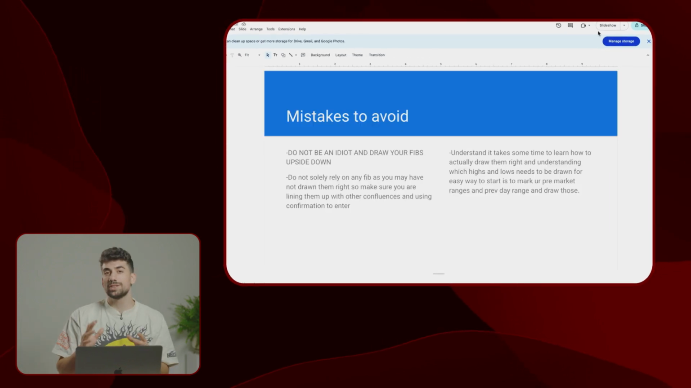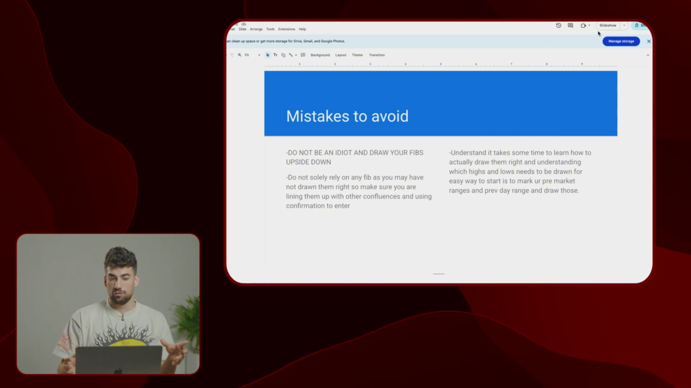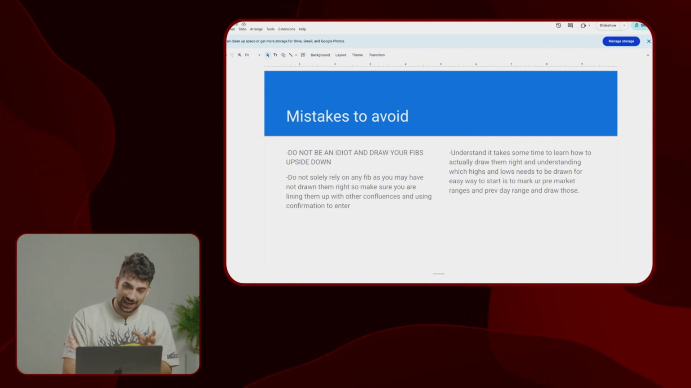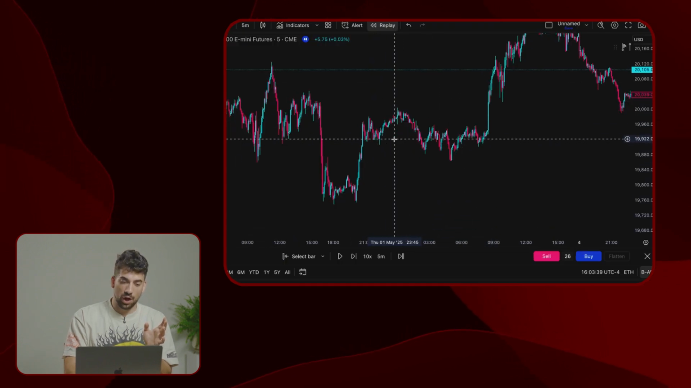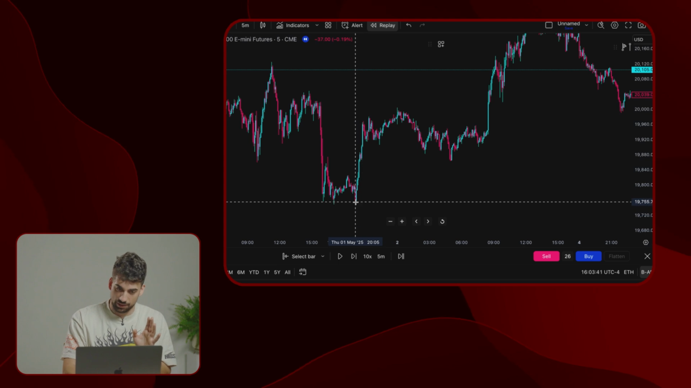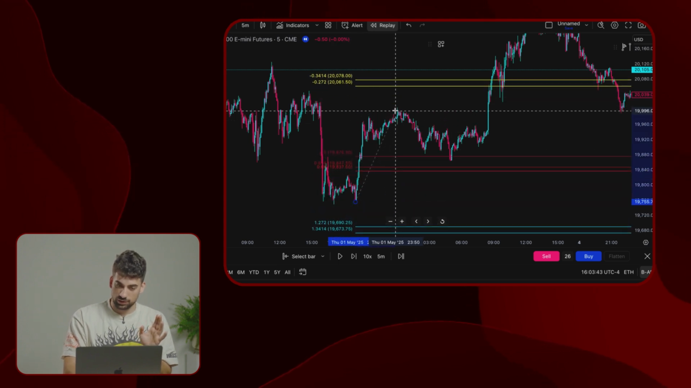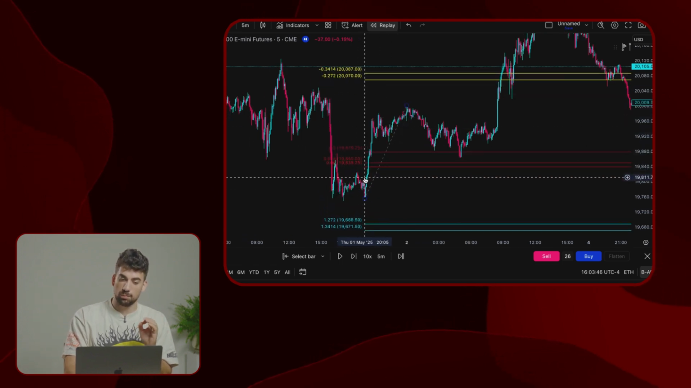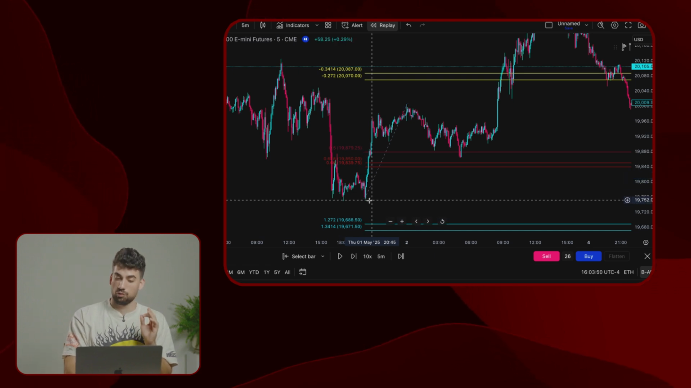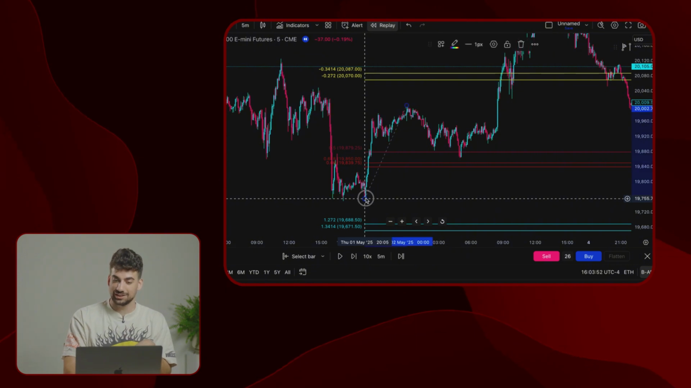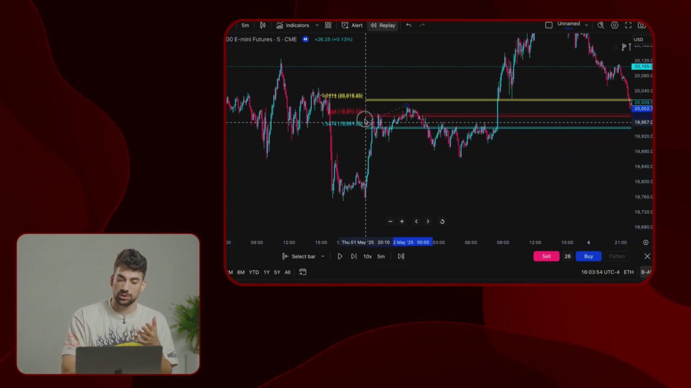Now, what are some mistakes to avoid when we're drawing out fibs? Do not be an idiot and draw your fibs upside down. Guys, I say this all the time, right? People will just draw their fibs and not understand. Guys, it's basic math. If you draw an extended move to the upside, where should 0.618 retracement be? Above or below the 0.5? Of course, it should be below it, right? Because the 0.5 is a lesser retracement than 0.618.